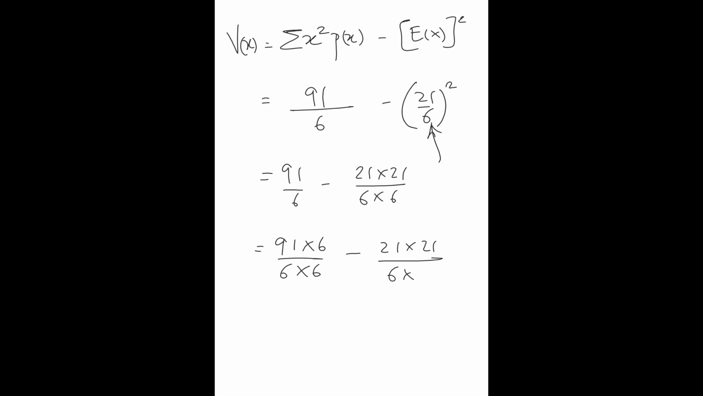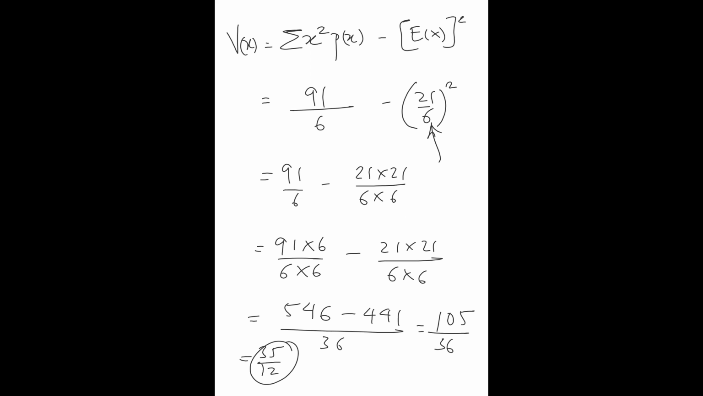So this is 6 by 6, 91 into 6, 546 minus 441 upon 36. So that is 105 upon 36. If you reduce this by 3, the answer will be 35 by 12. If it is easy for you to get it into decimal, then please do it. Otherwise, if it's very difficult for you to divide it, leave it in a reduced fraction. Don't keep it as 105 by 36. At least put it in reduced fraction.